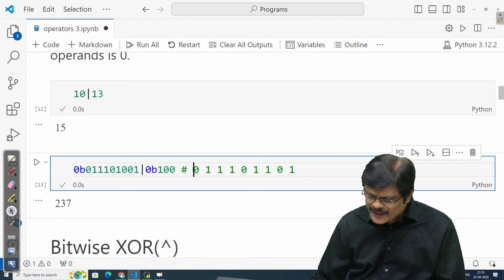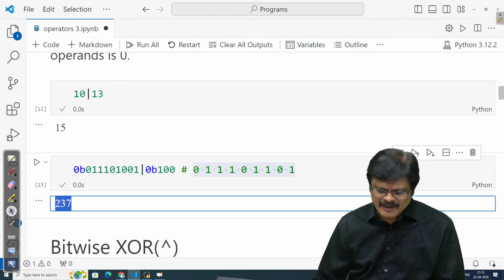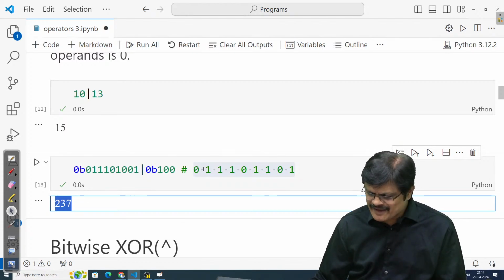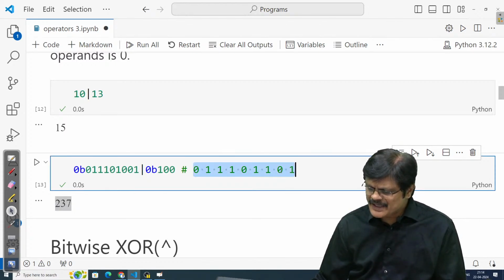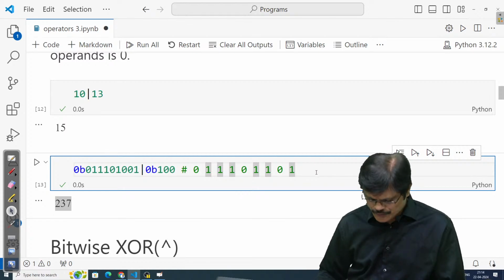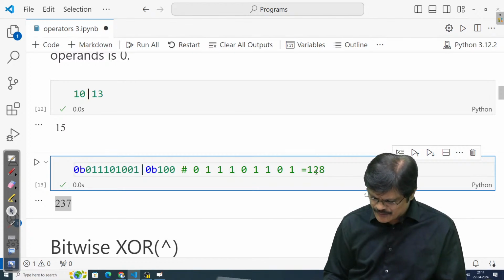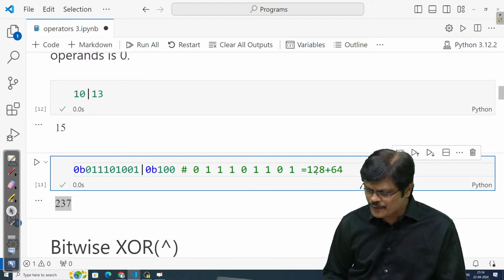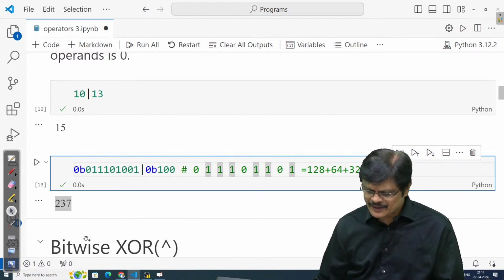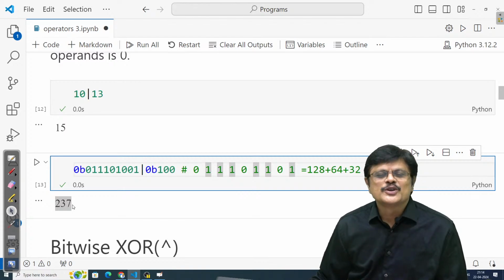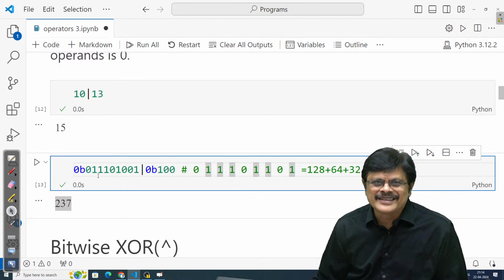So the corresponding decimal form is 237. You can easily verify this. Here it is 1, 2, 4, 8, 32, 64, 128. So you can just add them to get the required answer. 128 plus 64 plus 32, 16 is missing, plus 8 plus 4, 2 is missing, plus 1. So you can simplify to get the required answer, my dear friends. So this is your required answer.